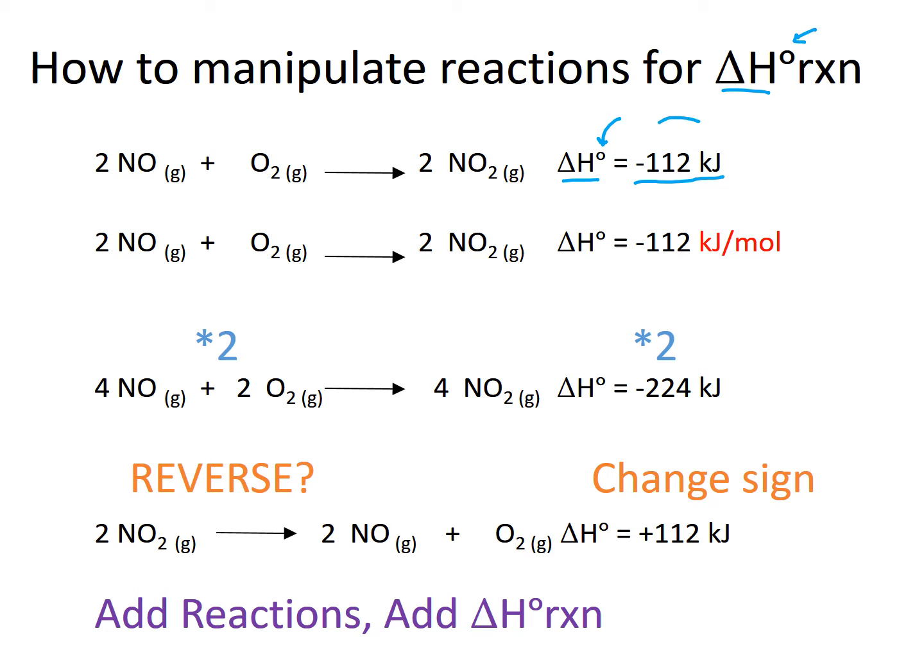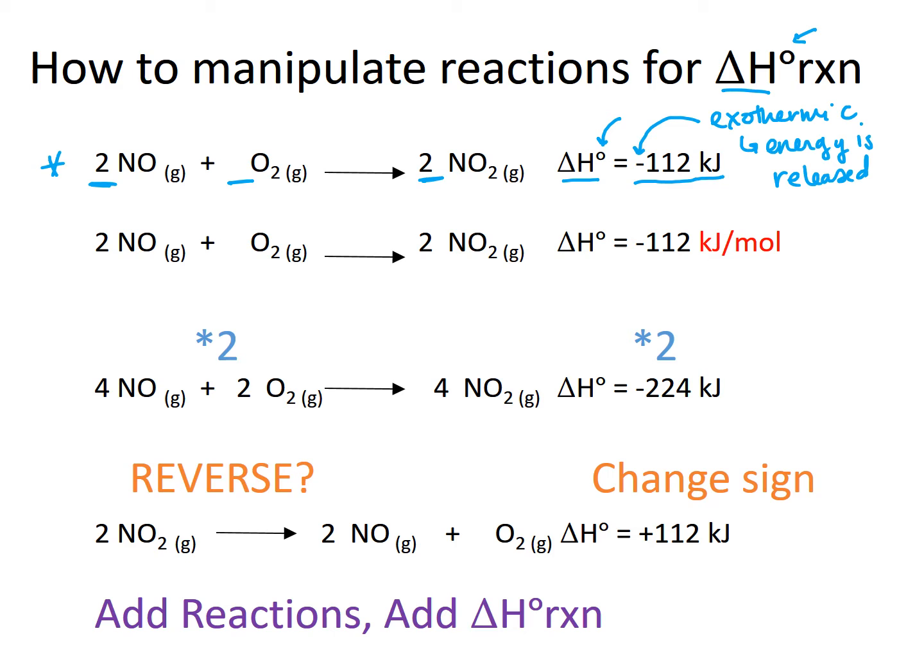Okay, and remember this little negative sign right here means exothermic. So it's an exothermic reaction, which means energy gets released. So if I perform this reaction at standard conditions, this is how much energy will be released for 2 moles of nitrogen monoxide reacting with 1 mole of oxygen gas, forming 2 moles of nitrogen dioxide.